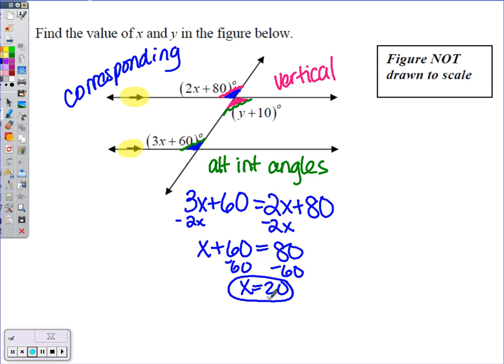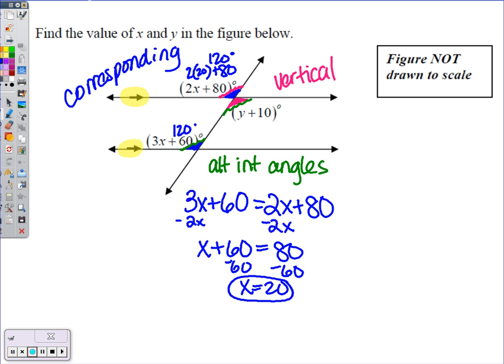After you get x is equal to 20, you can now go back and figure out what these angles are. So if x is 20, then 2 times 20 plus 80 would be 40 plus 80 is 120 degrees. So this angle is 120 degrees. And so is 3 times 20, which is 60, plus 60, is also 120.